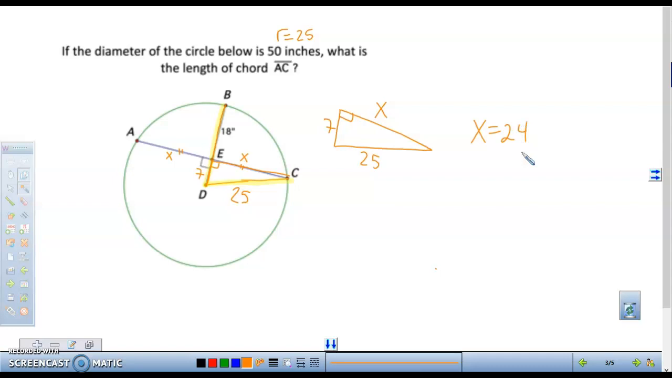And again, just make sure you solve the problem. Once I set that up, I go back and look. I want the length of AC. Well, if each of these are 24, AC would have to be 48 inches. Perfecto.